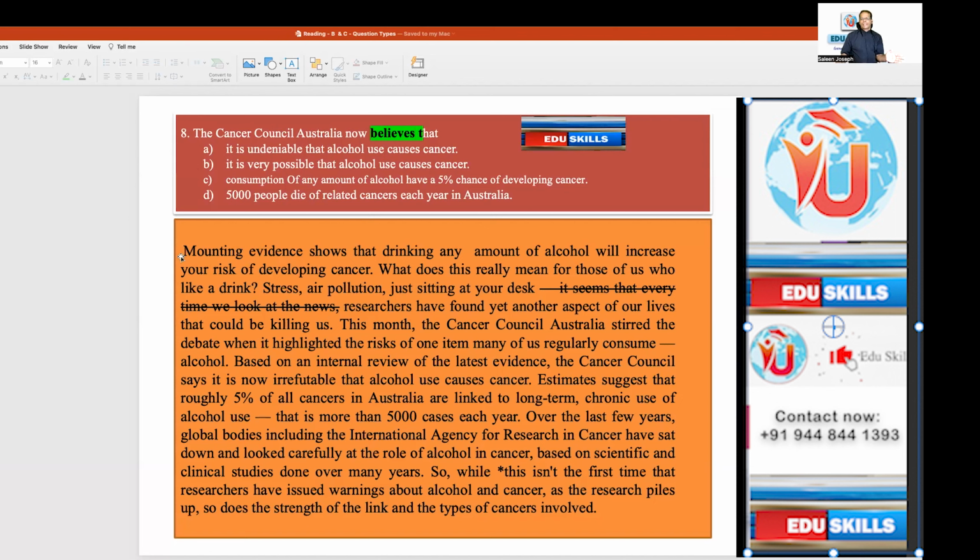Now they are asking about, as I said, there is a name, right? Cancer Council Australia. Immediately you have to launch into the Cancer Council Australia. If there are newcomers, just see Cancer Council again here. So in this part you have the answer. Again, here there is a word. What does it mean? Says. Says means I am saying. What you say is opinion. So says is equivalent of believe, which means it's an opinion. It is now irrefutable that alcohol causes cancer.